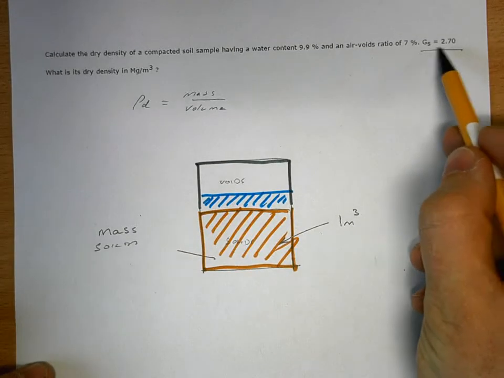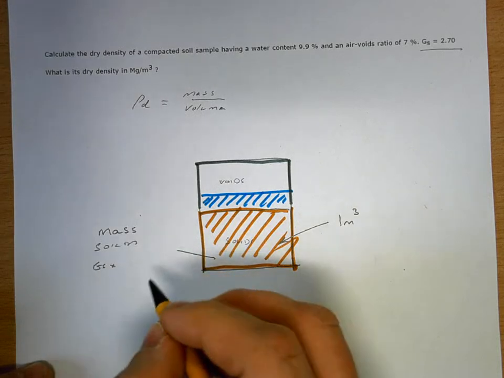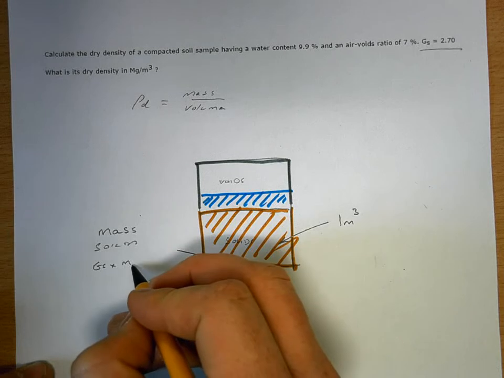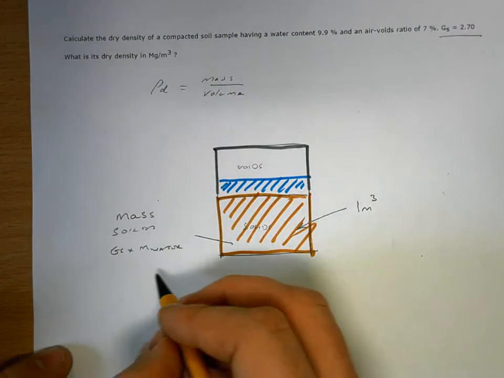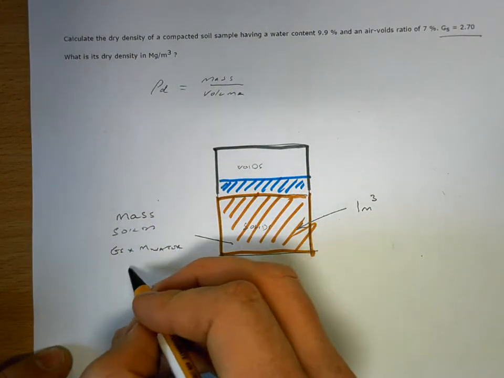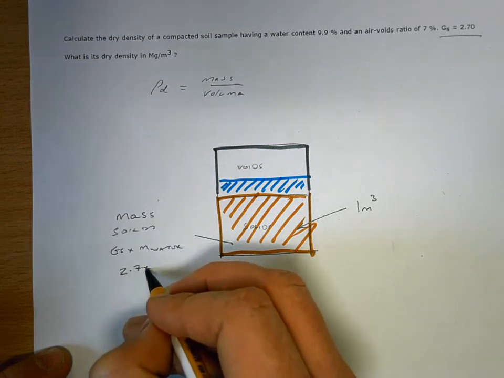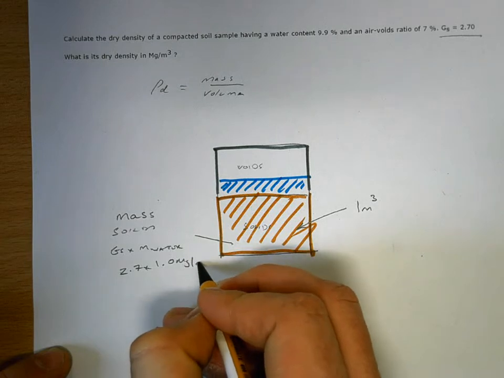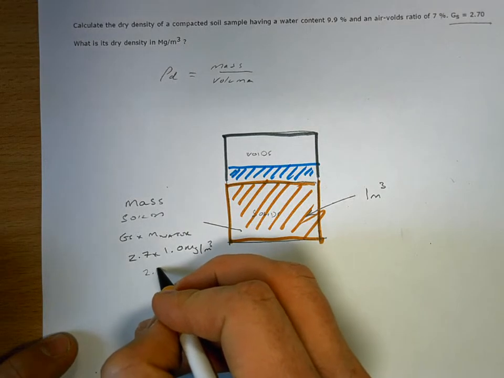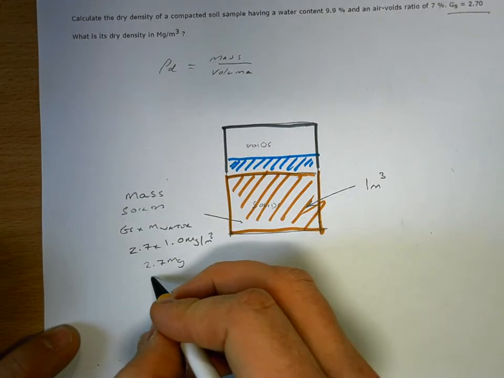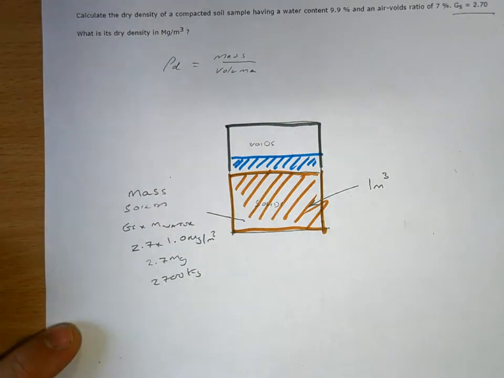And the GS says how much denser it is. So effectively that's GS times the mass of the equivalent volume of water. So we've basically got 2.7 times 1.0 megagram per meter cubed. So that solids weighs 2.7 megagrams, or I'm not a great lover of megagrams, so that's 2,700 kilograms. So that's what the solids weigh.